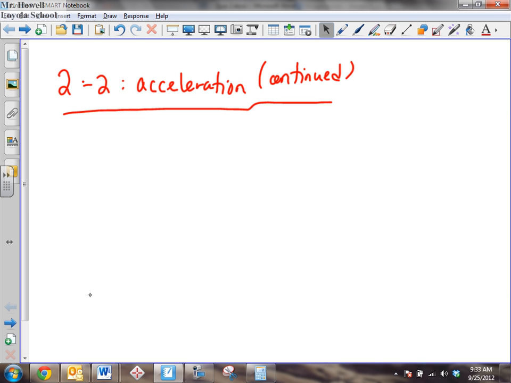Right away, what are you thinking before we continue? What are we thinking right away? Good, initial velocity is 0. Very good.